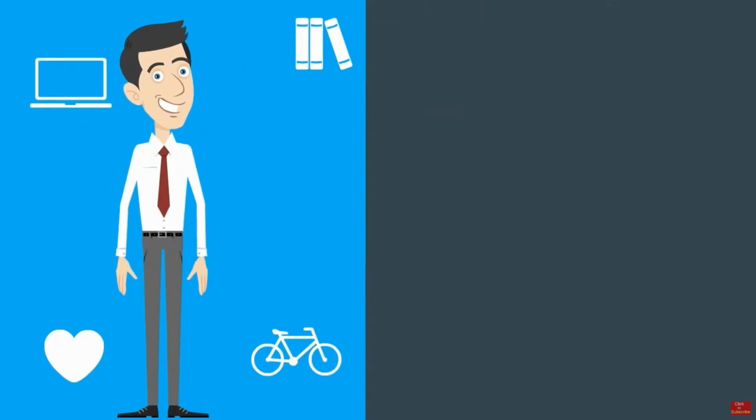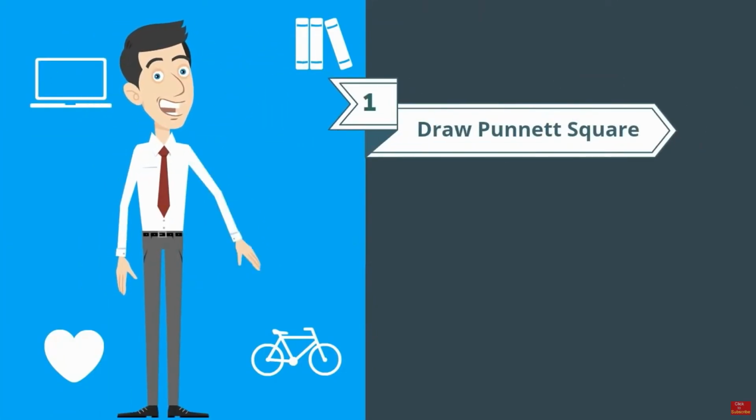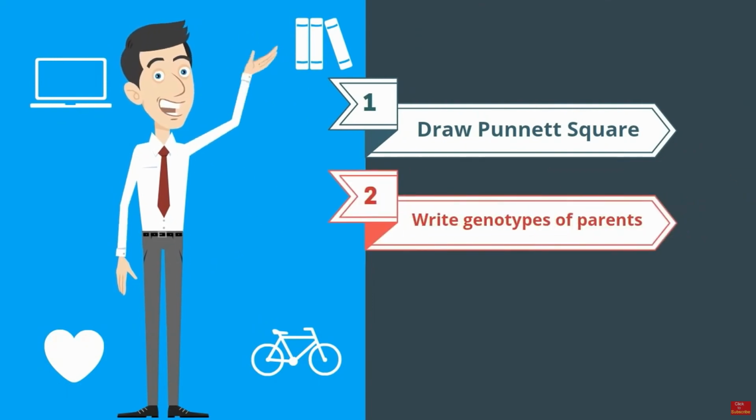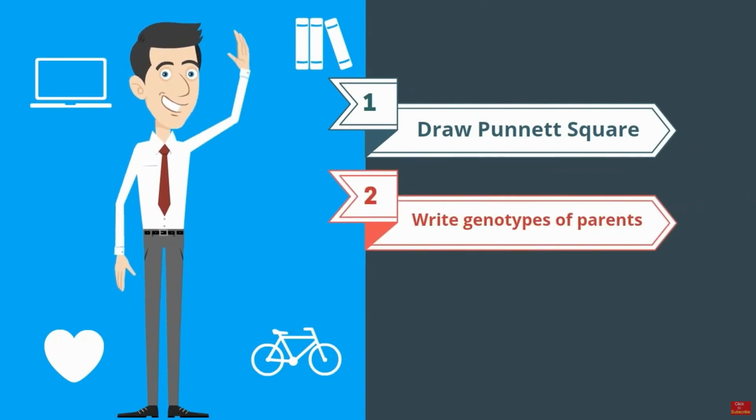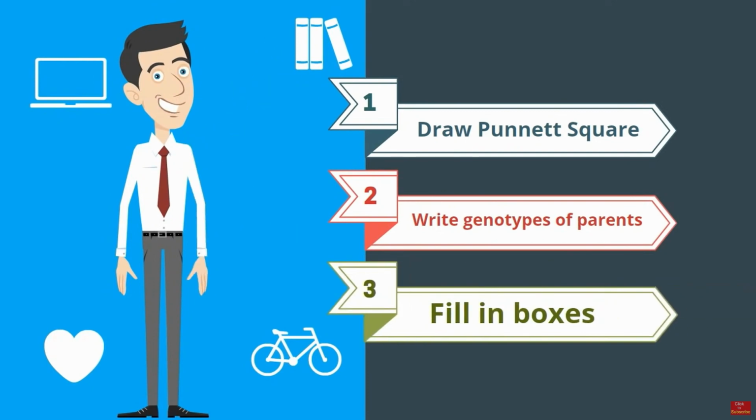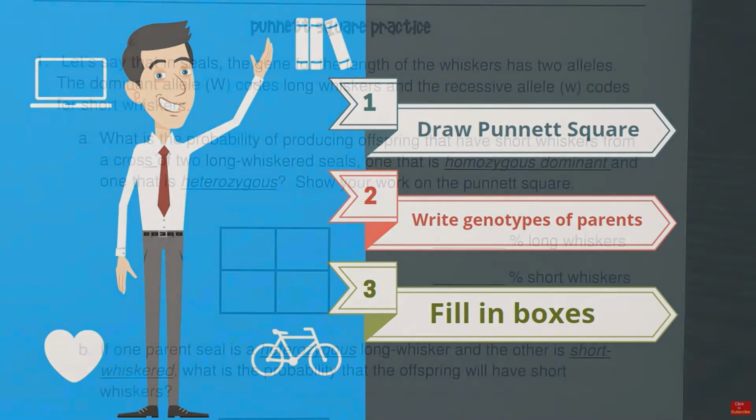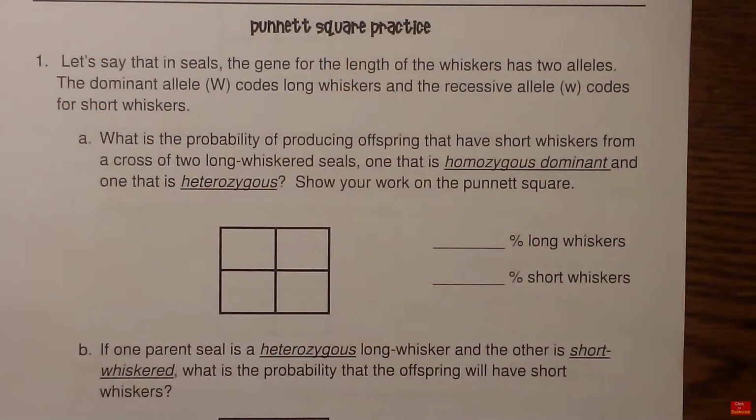Here are the steps for setting up a Punnett square. Draw the Punnett square, write the genotypes of the parents on the side and on top, and then fill in the boxes. Let's work a couple example problems.